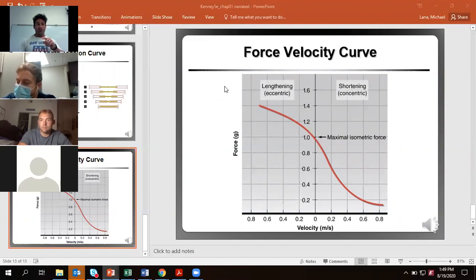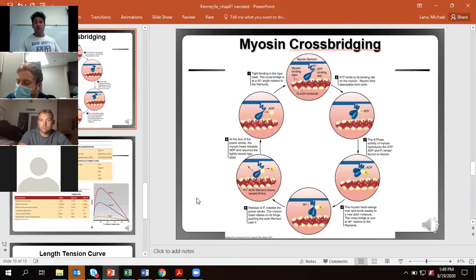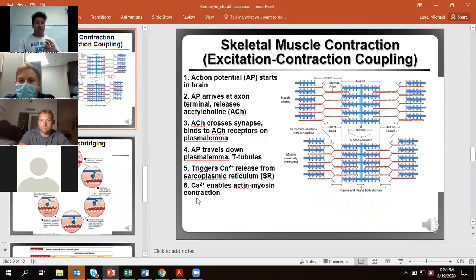Titin is actually going to work as effectively a bungee cord that's going to make sure that myosin is going to stay aligned in the center of actin. So if we're looking at this picture here, guys, titin would be a thin bungee cord going from the Z line, and that's where the actin strands are going to come together, go over to the myosin.